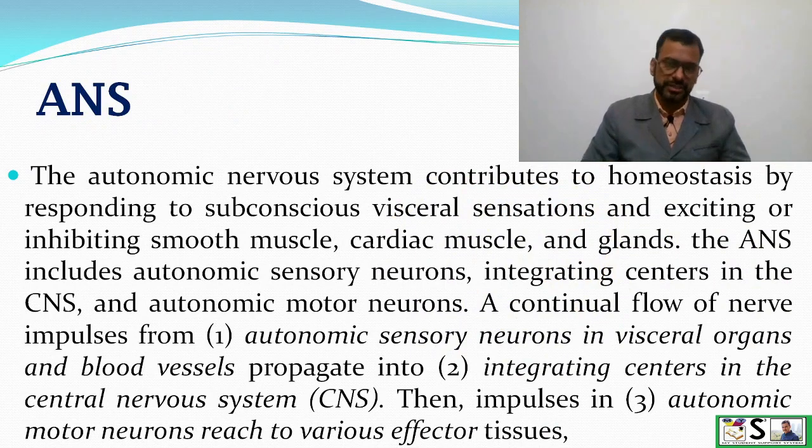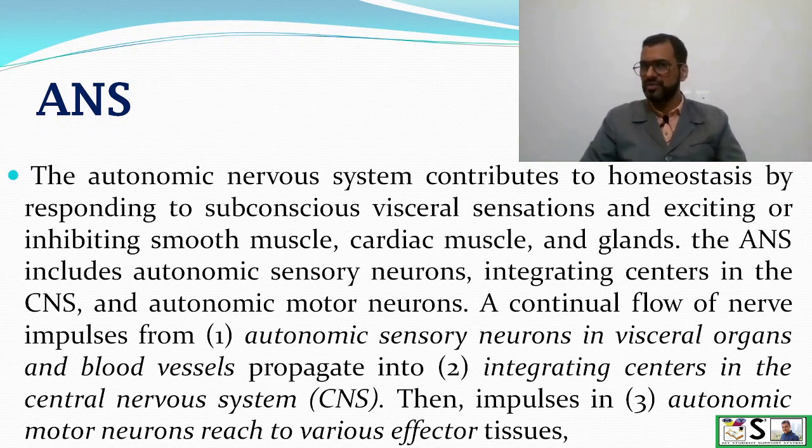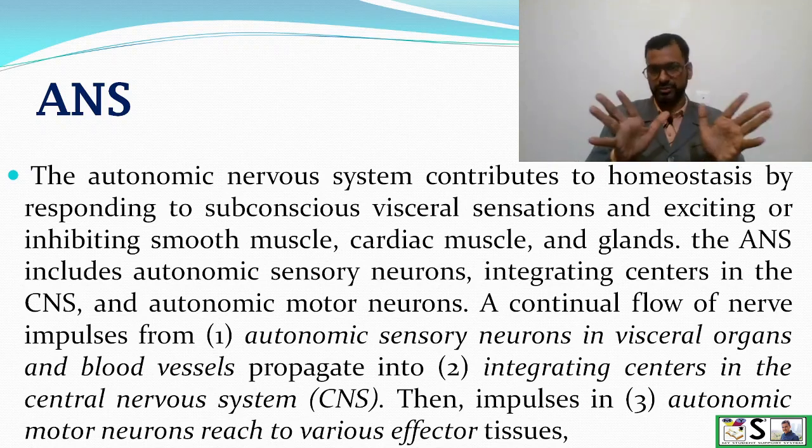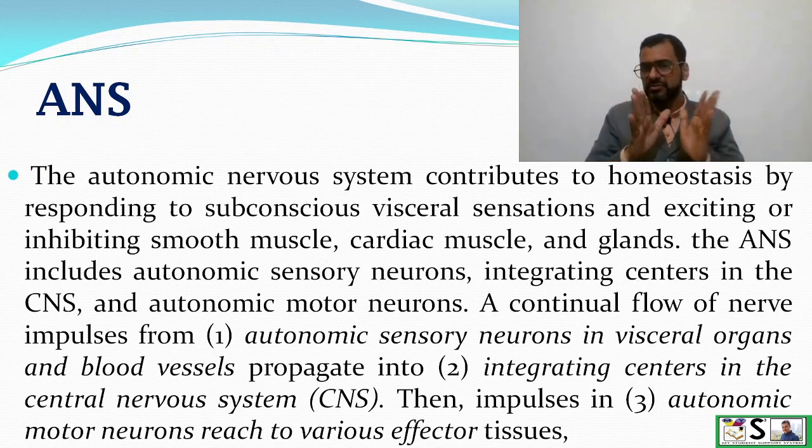Now we come to autonomic nervous system. Autonomic nervous system is a part of peripheral nervous system which contributes to homeostasis by responding to subconscious visceral sensations and exciting or inhibiting the smooth muscles, cardiac muscles and glands. The autonomic nervous system includes the autonomic sensory neurons, integrating centers in the central nervous system and autonomic motor neurons. So these three parts form the ANS.